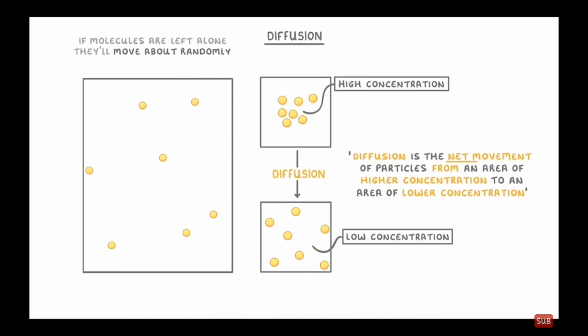Also, when we use the term net movement, all we mean is the movement of all of the particles considered together as a group. For example, if we replay our animation again, we can see that because each particle is moving randomly, sometimes individual particles do move closer together. But overall, if we consider them all as a group, then they are always spreading out.